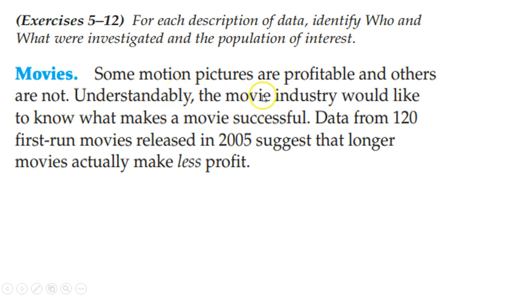Understandable. The movie industry would like to know what makes a movie successful. Data from 120 first-run movies released in 2005 suggested that longer movies actually make less profit. All right, so from the data they got, longer movies make less profit.